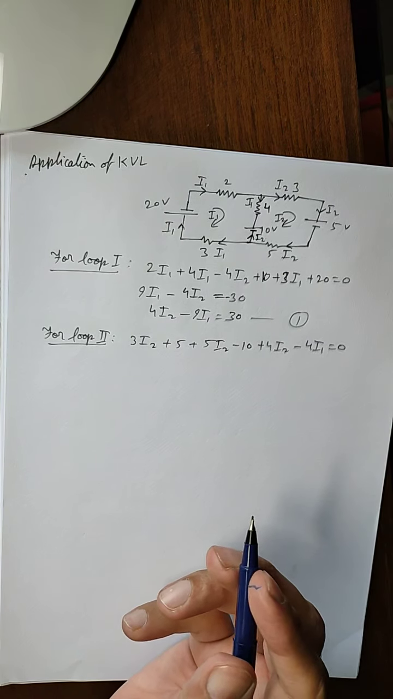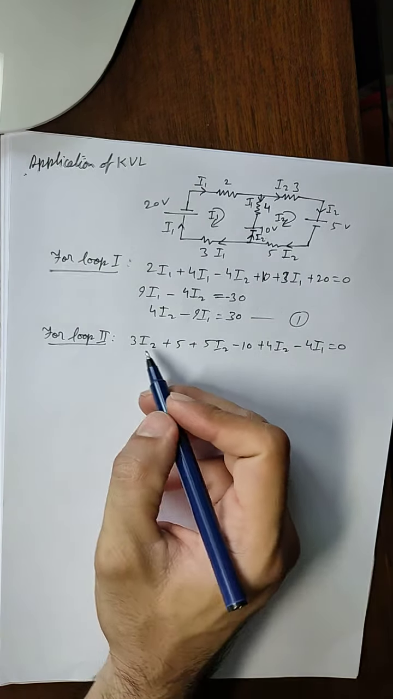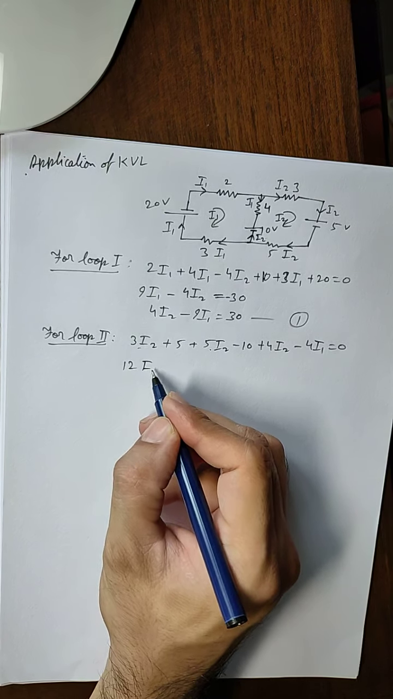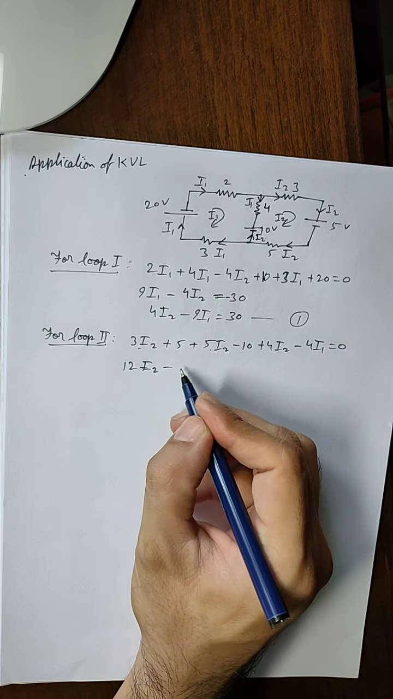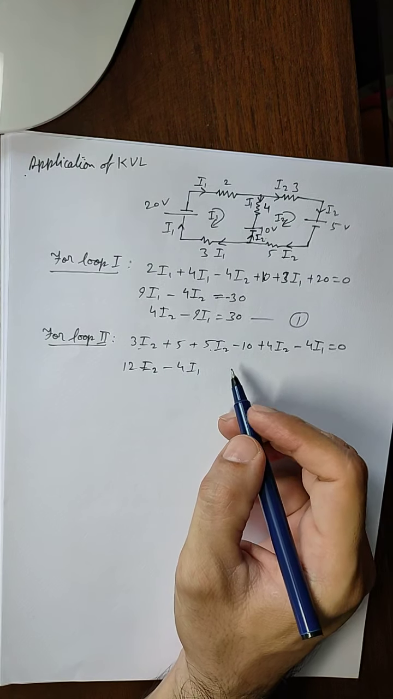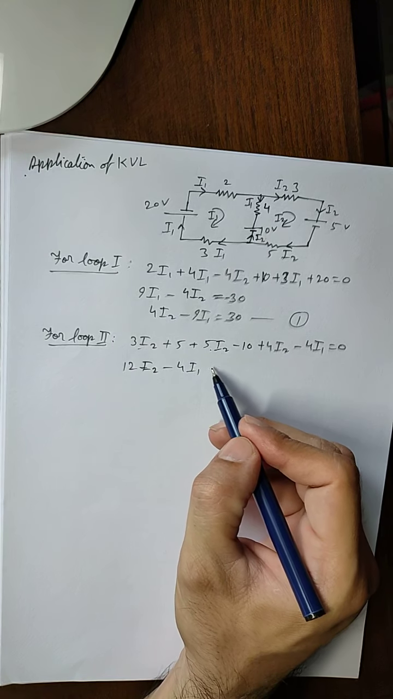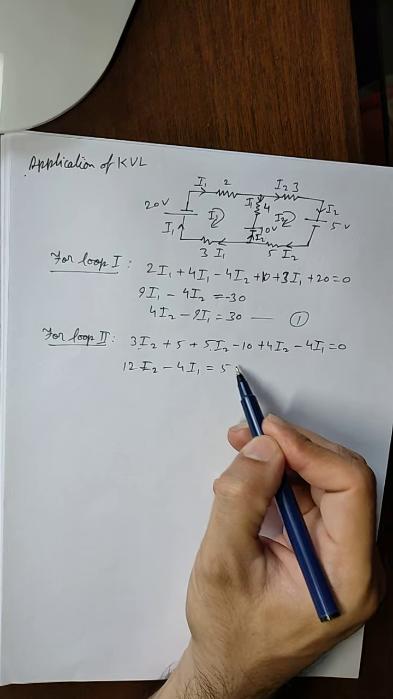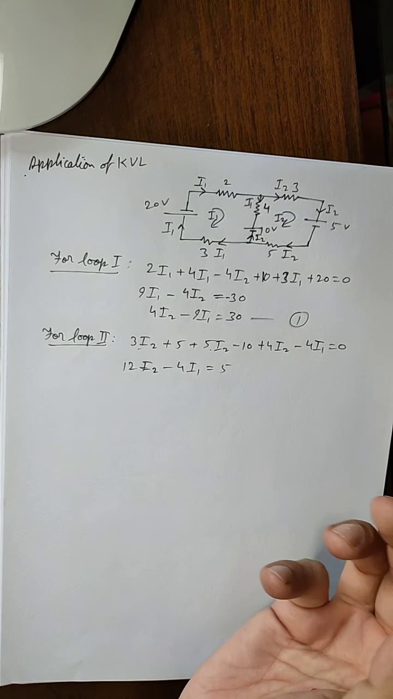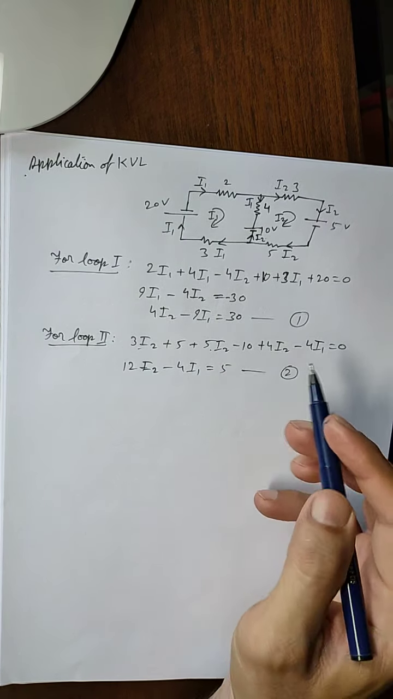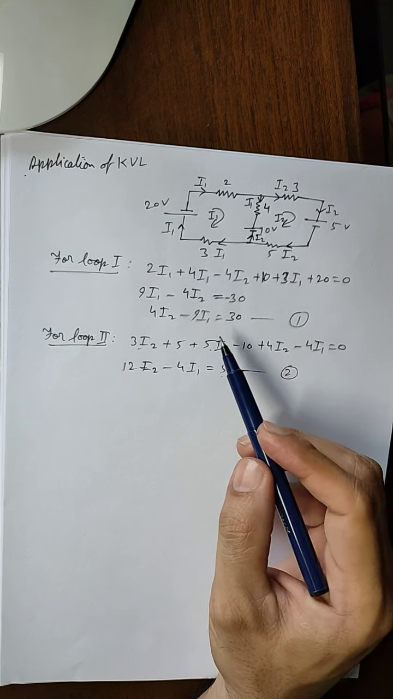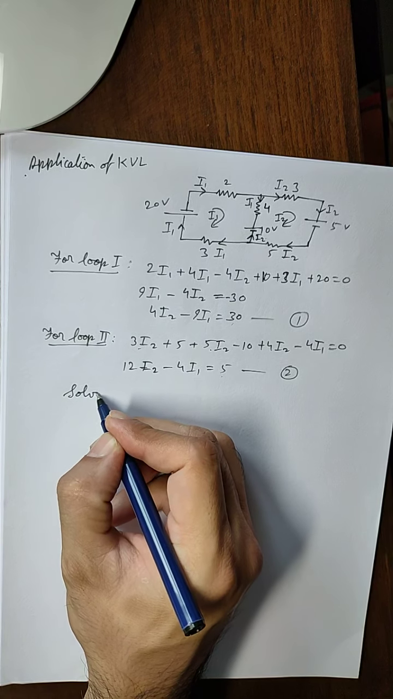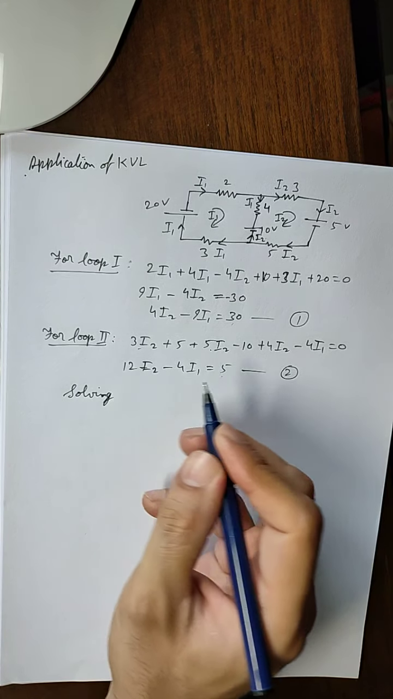Now if we solve this, we'll get 12I2 minus 4I1, and the EMF will be minus 5, so we will take it on this side, so it will be plus 5. This will be our second equation. Now we have two linear equations and two variables, I1 and I2. We can easily solve them. I will write the answers directly; you can solve them yourselves.